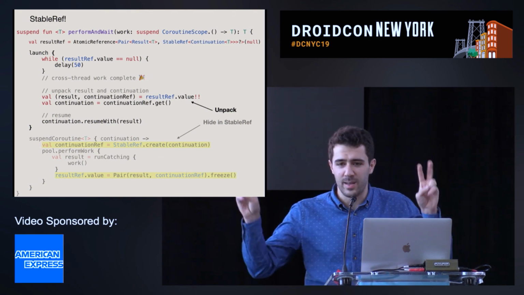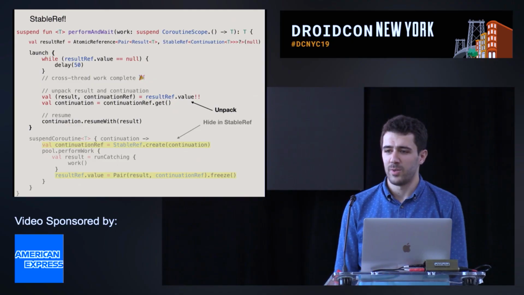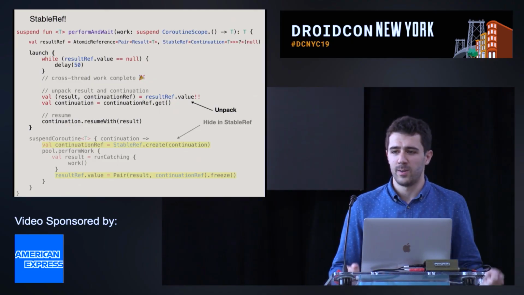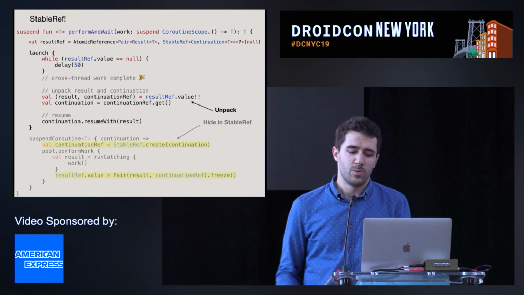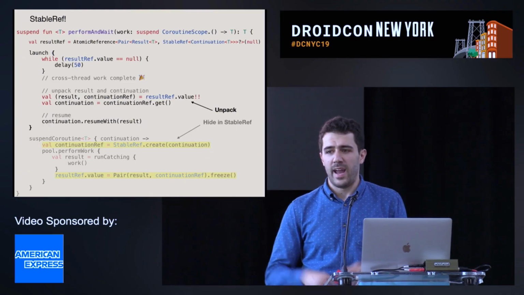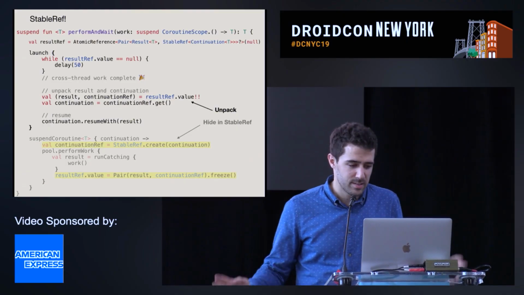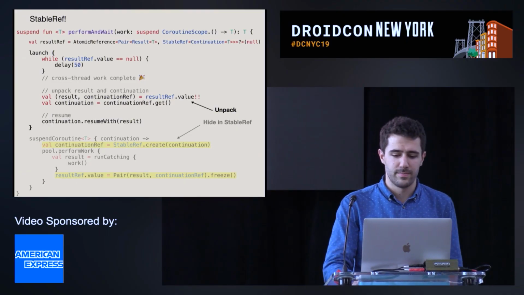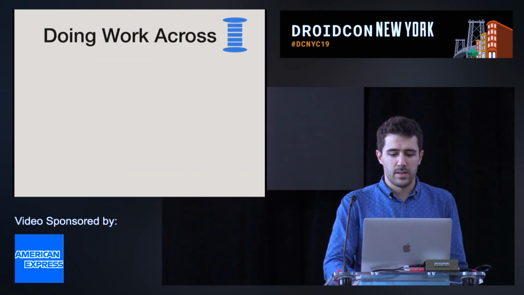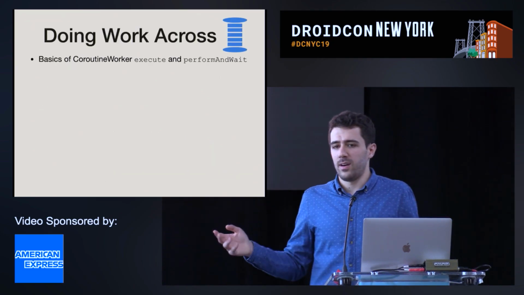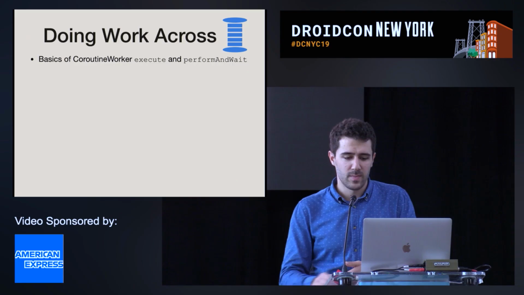And now we've done sort of the impossible, I guess, depending on your view of Kotlin Native when you first come into it, which is doing coroutine work across threads within the Kotlin Native world. And we didn't have to think really very much about workers. We had a pool do that for us. So that is the basics of coroutine worker, execute, and perform and wait.